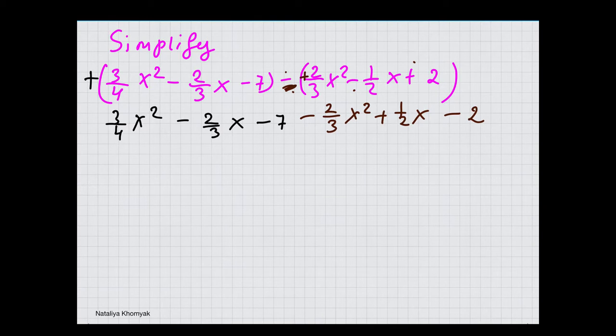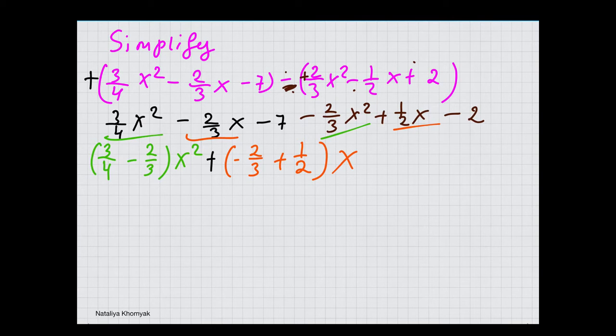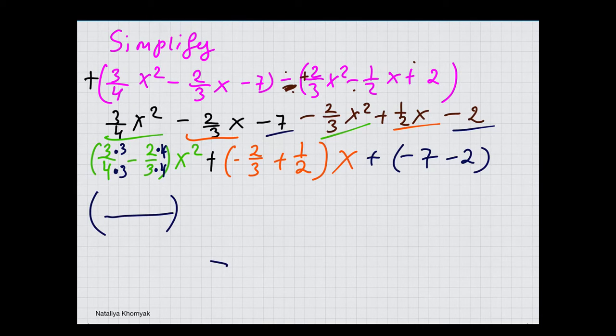And now we just need to combine like terms. So we have 3 out of 4 of x to the second minus 2 out of 3, plus negative 2 out of 3, plus 1/2 of x, plus negative 7 minus 2. Okay, so for the first set of fractions we need a common denominator, and the least common denominator of 4 and 3 will be 12. So we need to multiply 4 by 3. Whatever you do to the denominator, do to the numerator. We need to multiply 3 by 4. Same goes with the numerator. So we get least common denominator is 12.